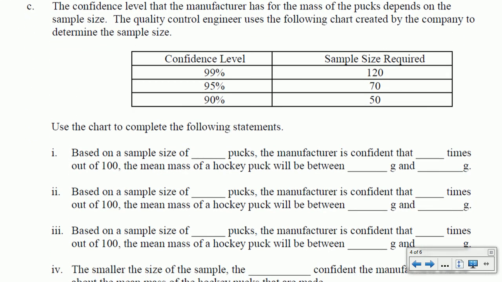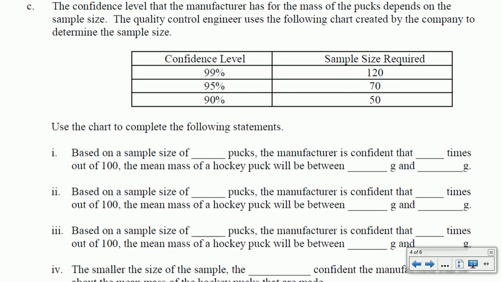Next, the confidence level that the manufacturer has for the mass of the pucks depends on sample size. The quality control engineer uses the following chart created by the company to determine the sample size. So if they're looking for a confidence level of 99%, they need a sample size of 120. For a confidence level of 95%, they need a sample size of 70. And for a confidence level of 90%, they need a sample size of 50.